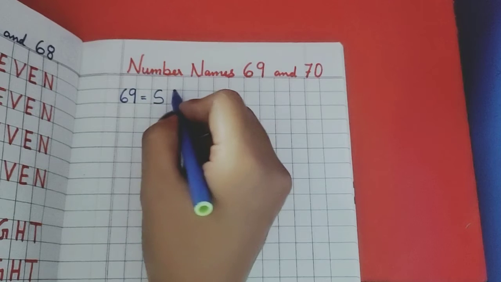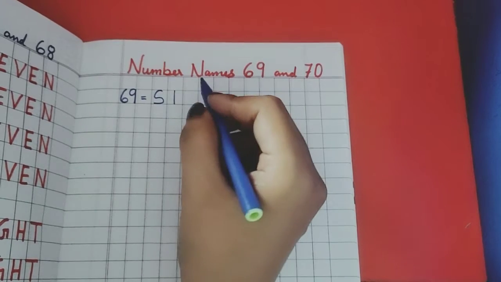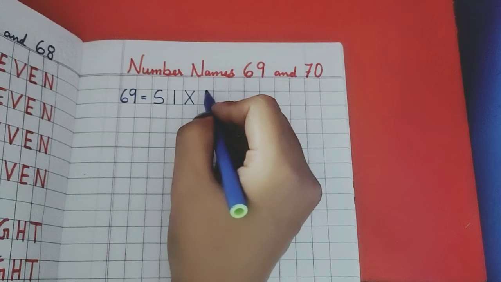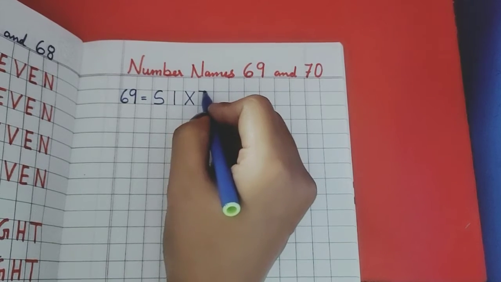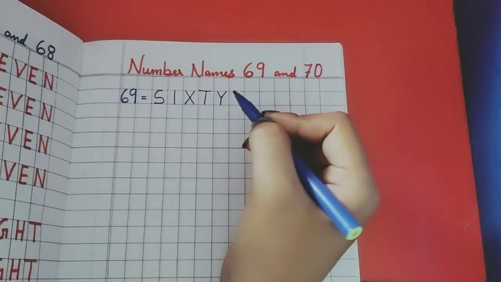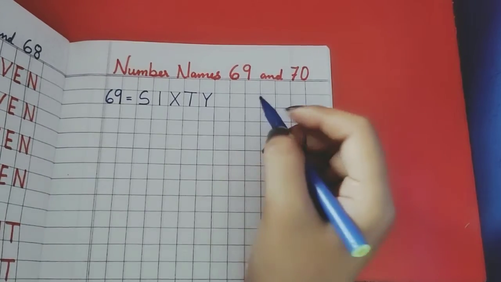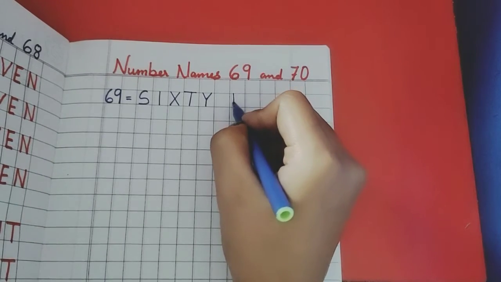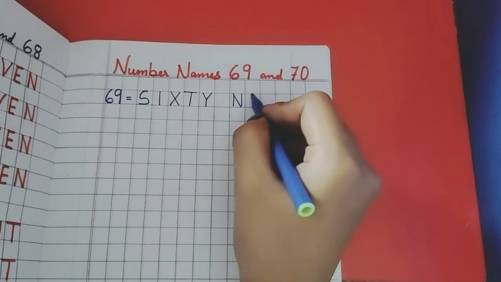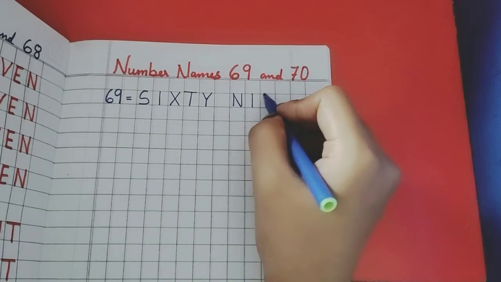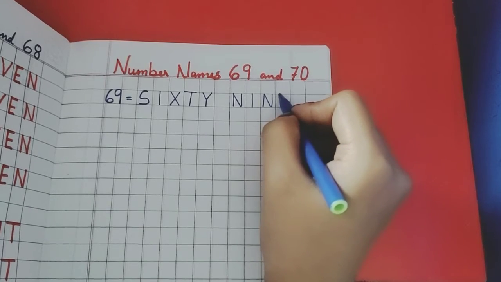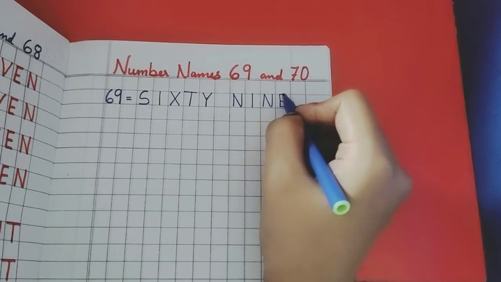S I X T Y, 60. Very good. Now what is the spelling of 9? N I N E, 9. Very good.